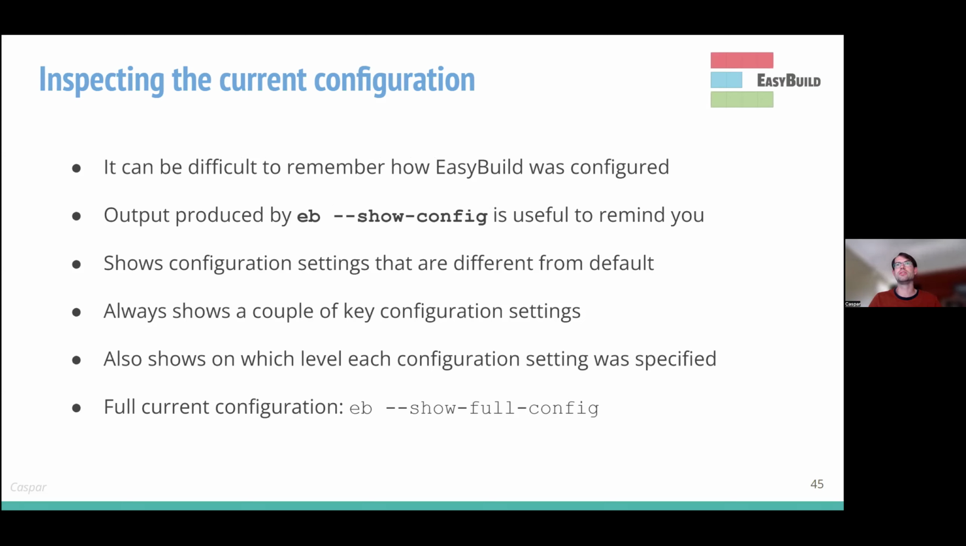Now, since --show-config doesn't show all of the options, you can actually also do --show-full-config. Then you get every configuration option, even if it's still the default. That particularly helps you if you're unsure what the default is, right? Then you can see what that default is.